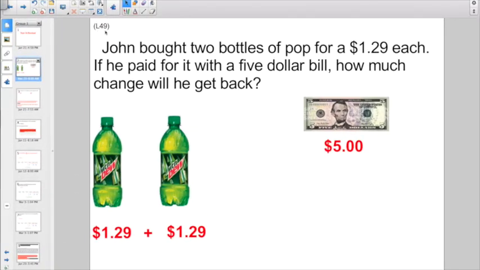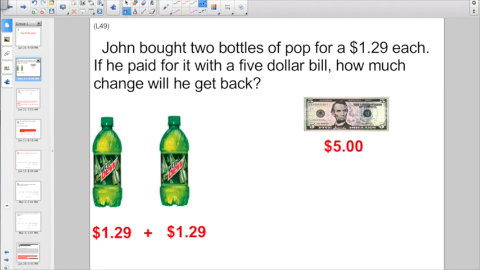So let's check out this guy from lesson 49, the two-step story problem. John bought 2 bottles of pop for $1.29 each. If he paid for it with a $5 bill, how much change will he get back?